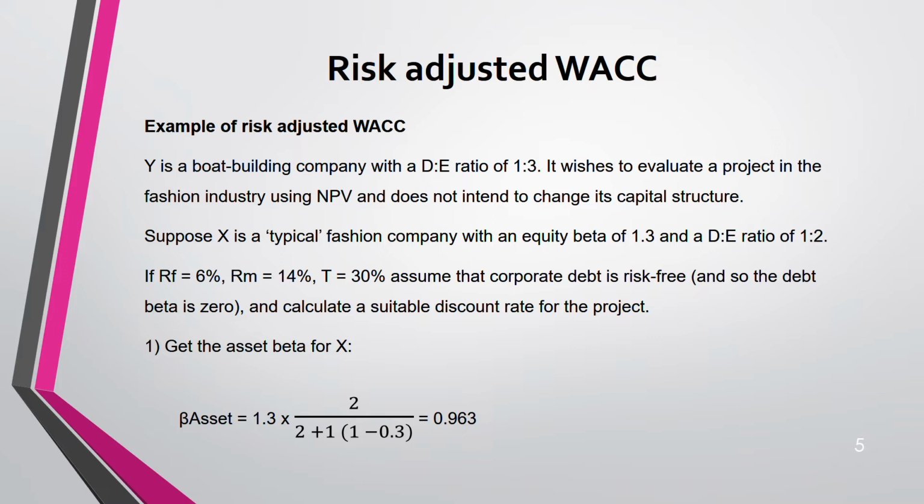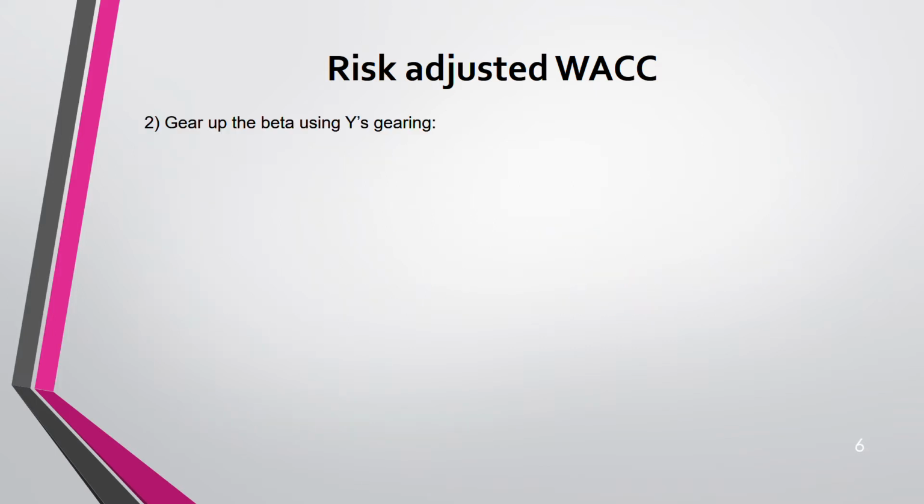Now using the 0.963, you re-gear. That means now you are finding the equity beta of Y. That is called gearing up or re-gearing. So this is what you do. You just change the equation. Same equation, but this time you are making 0.963 the asset beta and making the equity beta the subject.